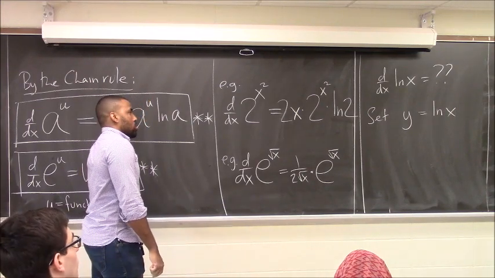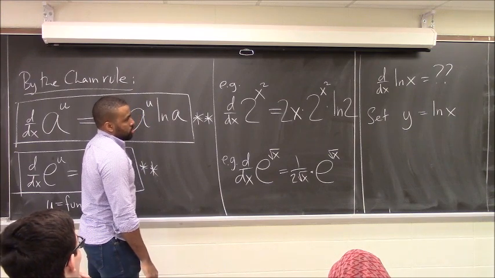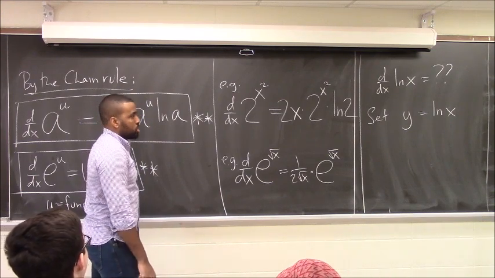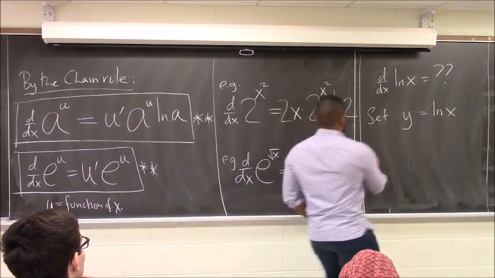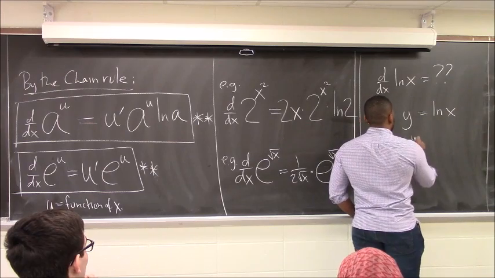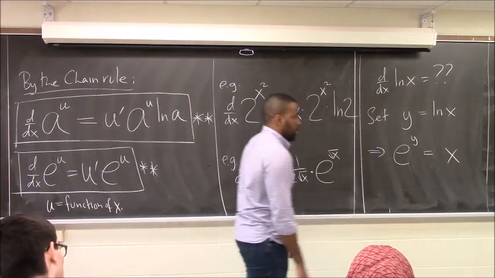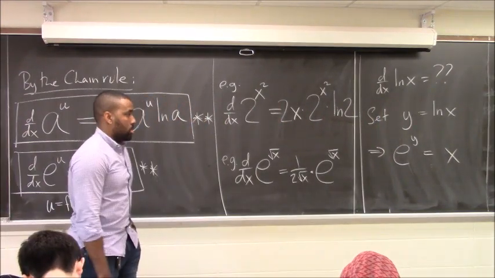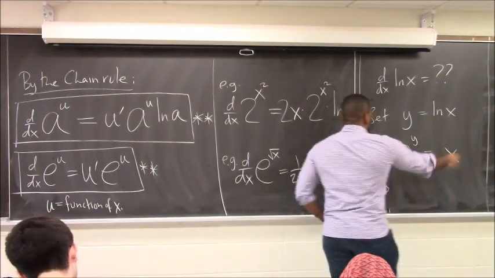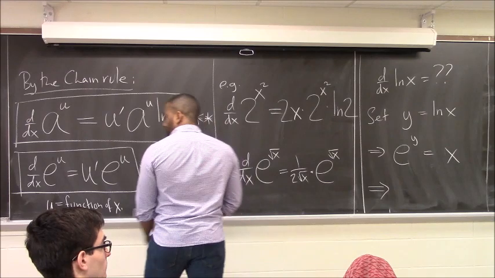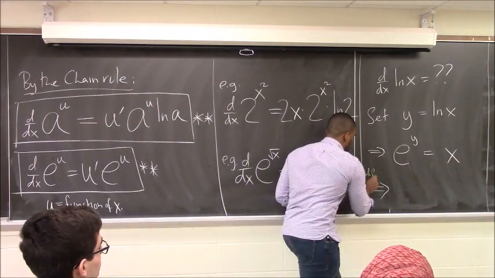Now, I don't know how to differentiate ln x yet, however, we know that we can rewrite a log equation as an exponential equation, and I know how to differentiate exponentials, so that's what I would do. This means that if I take e raised to the power y, I would get x by applying a log rule. And now what I want to do, this is equal to that. If these two functions are the same, then their slopes will be the same. So what I'm going to do is I'm going to differentiate both sides.